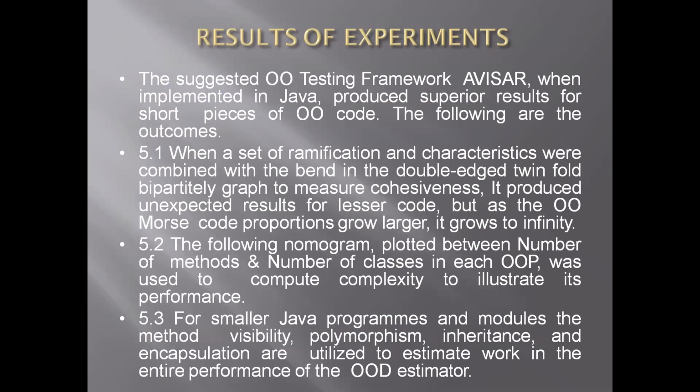The following are the outcomes. When a set of ramifications and characteristics were combined with the bend in the double-edged twin-fold bipartite graph to measure cohesion, it produces unexpected results for lesser code, but as the OO code proportion grows larger, it grows to infinity. The following nomogram, plotted between number of methods and number of classes in each OOP, was used to compute complexity and illustrate its performance. For a smaller Java program and modules, method feasibility, polymorphism, inheritance, and encapsulation are utilized to estimate work in the entire performance of the OOD estimator.